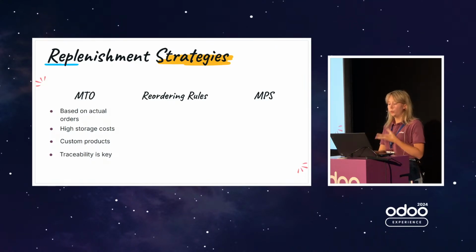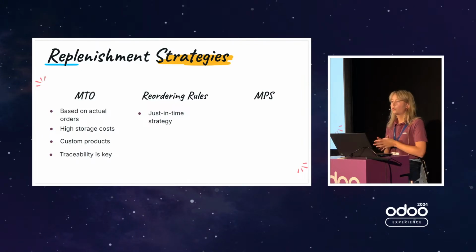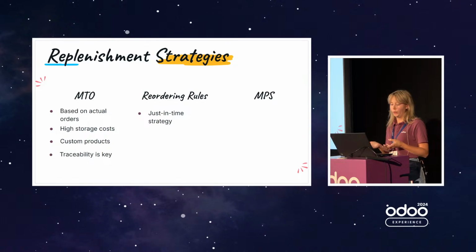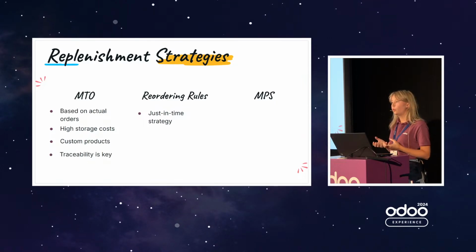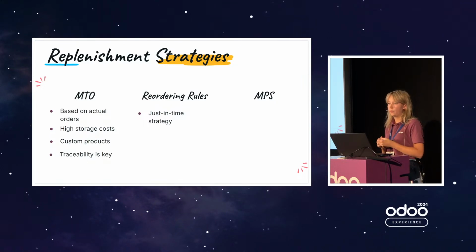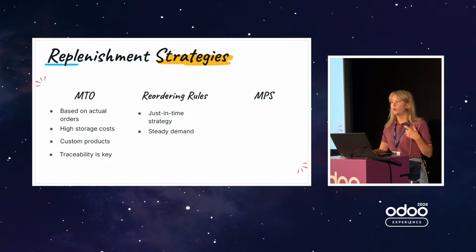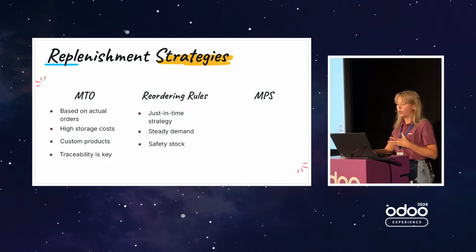Then we have the reordering rules. For some products, you will want to keep a certain amount available at any time in your inventory. So creating a reordering rule allows you to automate the replenishment following a just-in-time strategy. It's good to use it if you have a steady demand for your products or if you want to keep a safety stock.